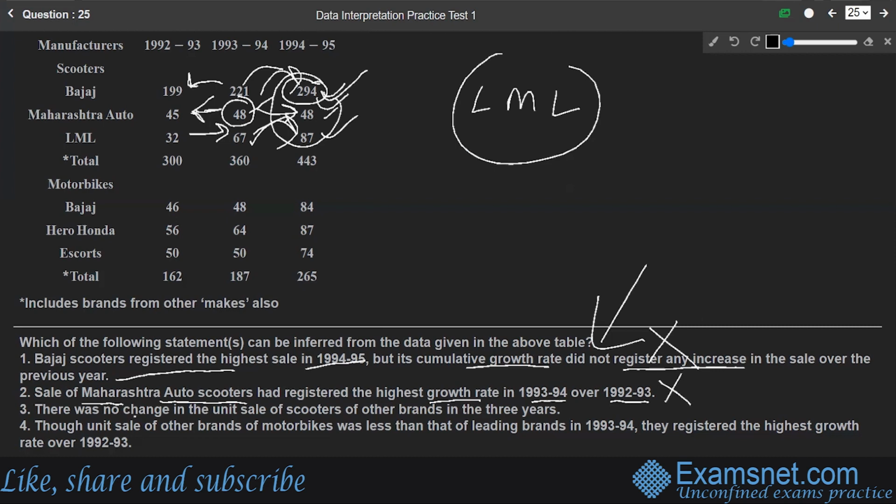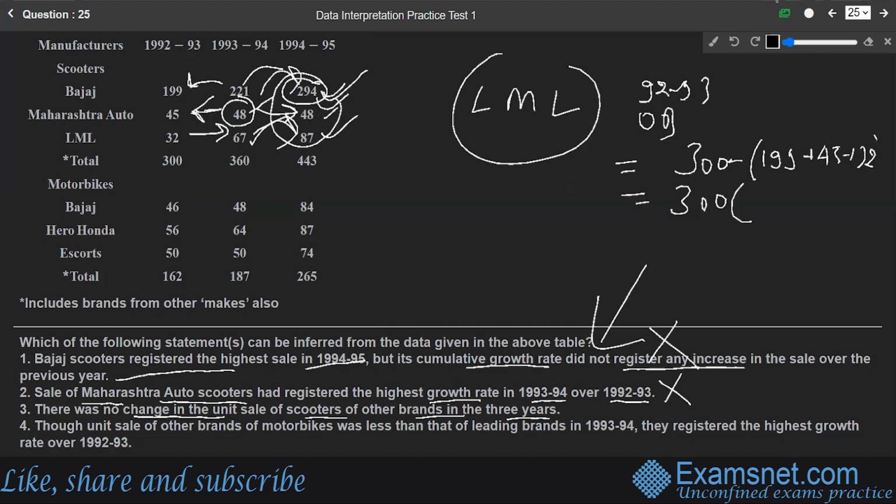If we see the third, there was no change in the unit sale of scooters of other brands in the 3 years. So he's saying other brands' sale has not changed. Okay, so we'll have to compare that data. For 92-93, what is the other brand? For that we need to find out 300 minus 199 plus 45 plus 32. 199 plus 45 becomes 244. 244 plus 32 becomes 276. 300 minus 276 is clearly 24. So this is coming to 24.